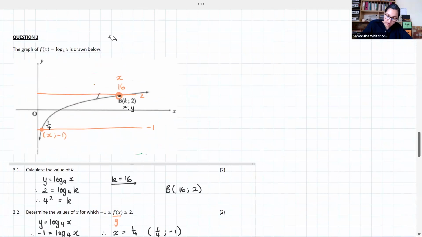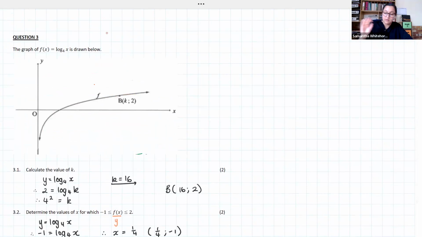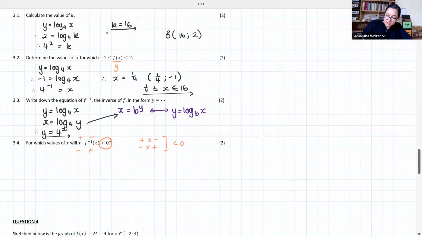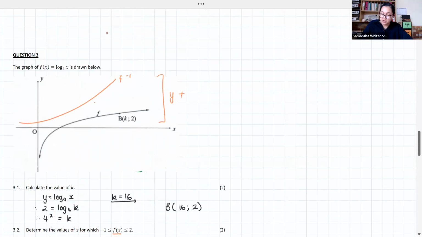If I go to my graph and I just want to take all of this off, and just very roughly sketch the inverse, the inverse would look something like that. Okay, so this would be f to the negative 1. If you have a look, this only exists where y is positive. So in terms of what we've just said, we're going to deal with the second scenario because y can only be positive. So now I need to establish where x is negative.